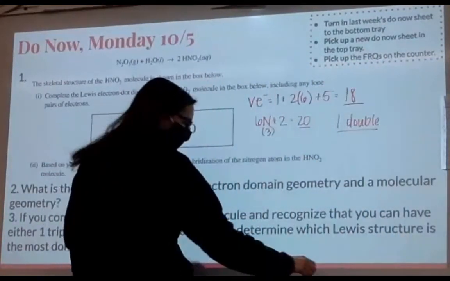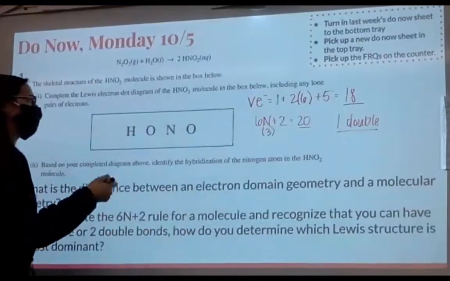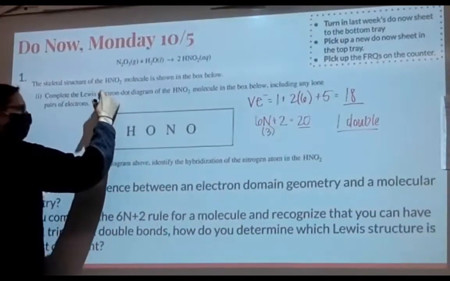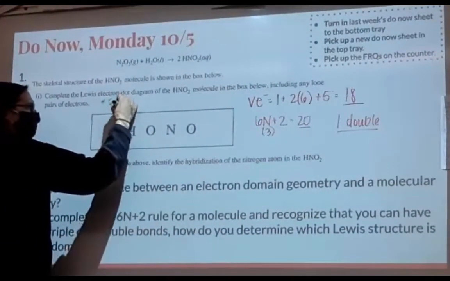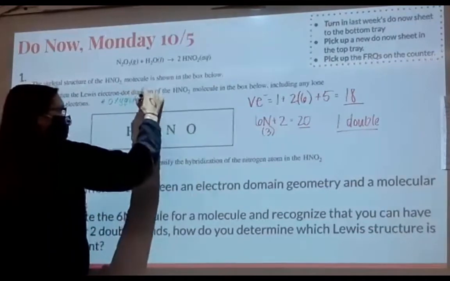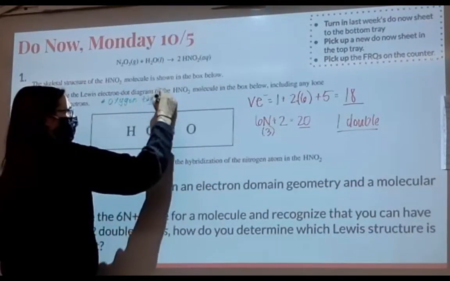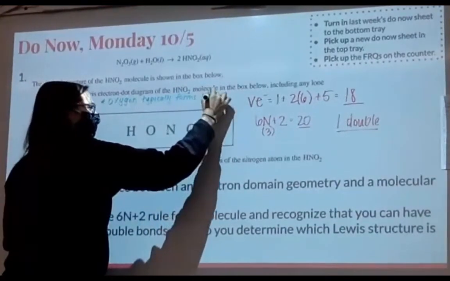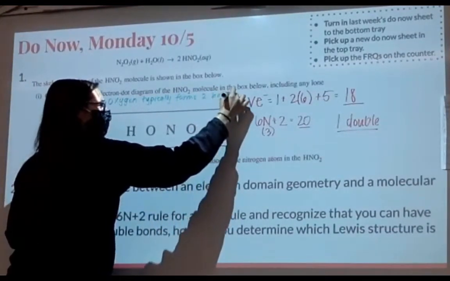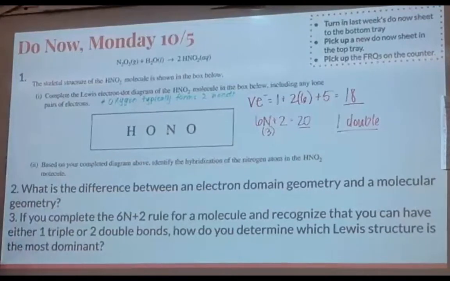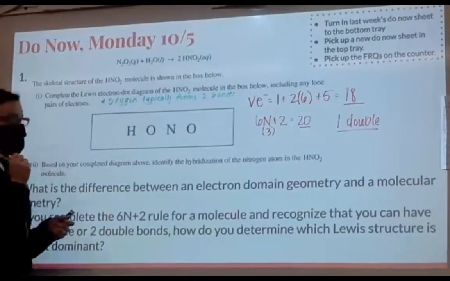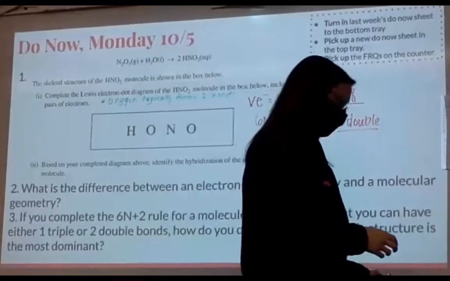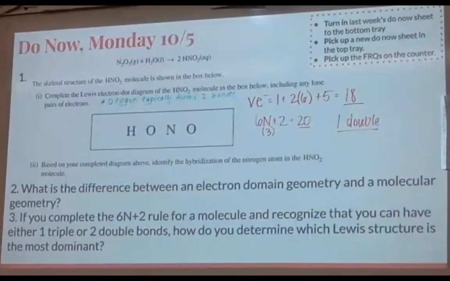Here's something you need to remember. Write it in green right up here: oxygen typically forms 2 bonds. One of the little tips and tricks with Lewis structures, which was chapter 8, is that oxygen typically forms 2 bonds, which means it has 2 bonds and 2 lone pairs. That's going to help us as we're doing this Lewis structure.